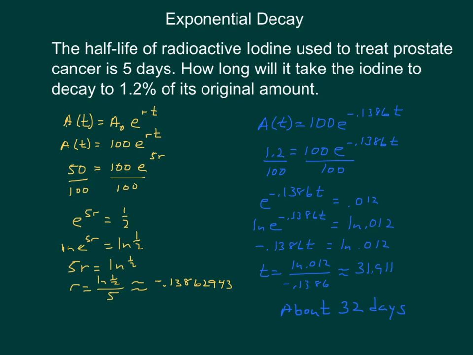So when I do that, the first thing I'm going to do is solve for the exponential like I've been doing. I divide by 100. So e to the negative 0.1386 t is equal to 0.012. Taking the natural log of both sides, I get negative 0.1386 t equals the natural log of 0.012. Solving for t by dividing by negative 0.1386 and putting it in the calculator, I get about 31.911. So I know that it's going to take about 32 days for the iodine to decay to 1.2% of its original amount.